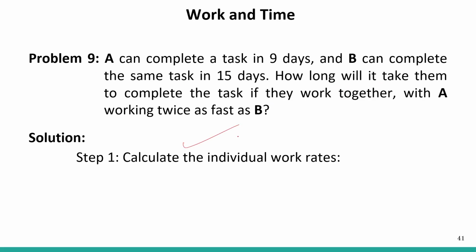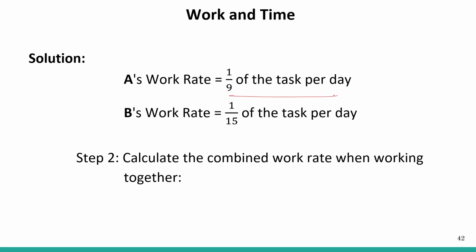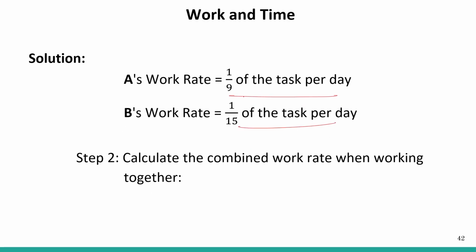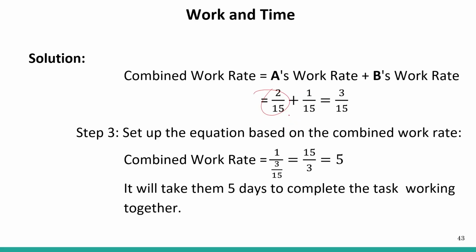So calculating the individual work rates. A's work rate is what? 1 by 9. But it will get doubled, right? So it will become 2 by 9 for the task. And B's will be the same, that is 1 by 15. So 1 by 9 becomes this much.